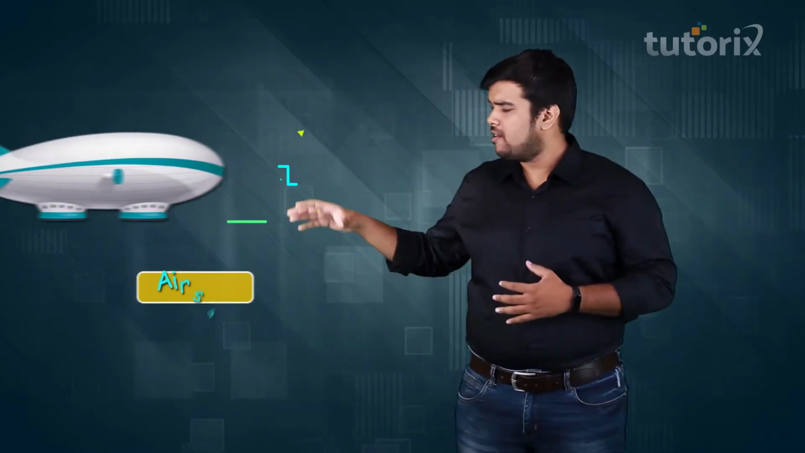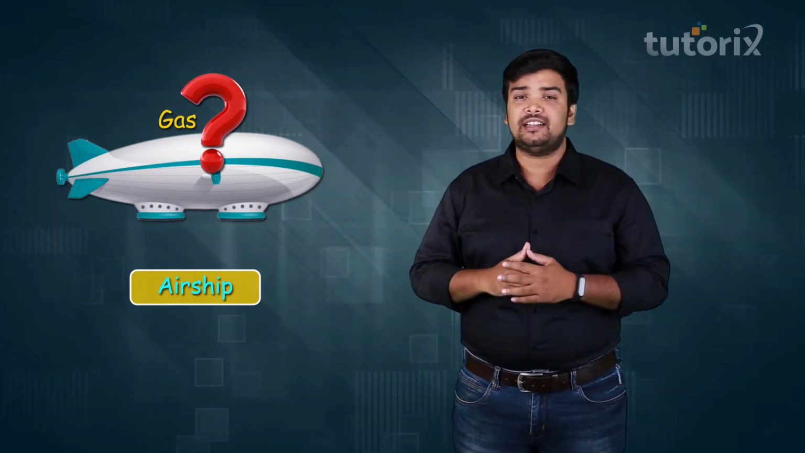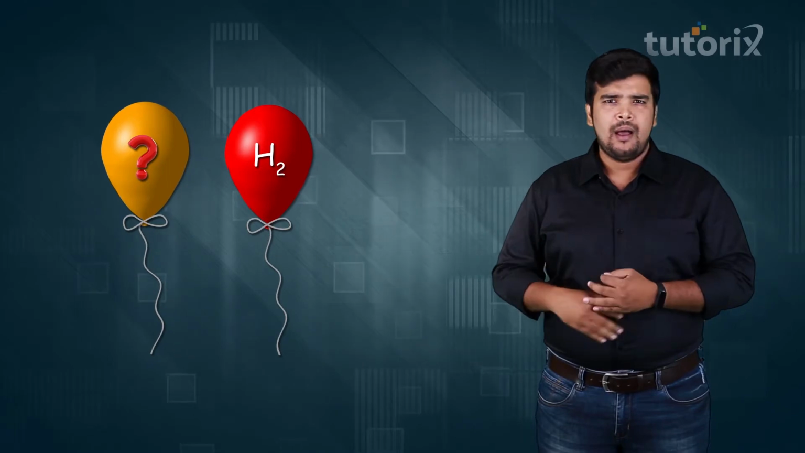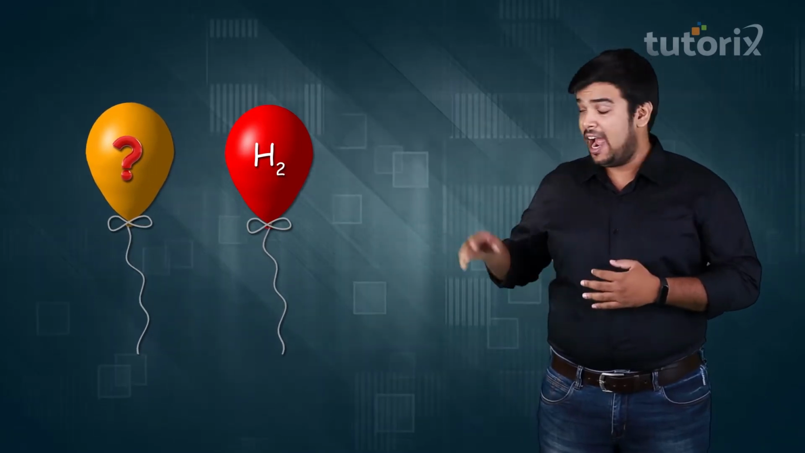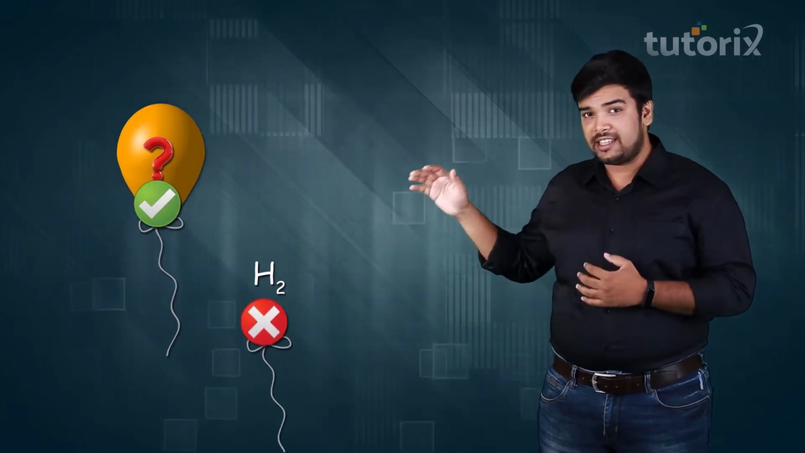Now, the next element is the second most abundant element in the universe. So here we have an airship. Now, an airship is not really filled with air, but rather it is filled with a gas. Now this gas is much lighter than air, and that's why a balloon filled with this gas can float. Now this is not the lightest gas, because the lightest gas is hydrogen. But there's a problem with hydrogen gas. Well, hydrogen gas can catch fire and explode. That's why we use this gas.